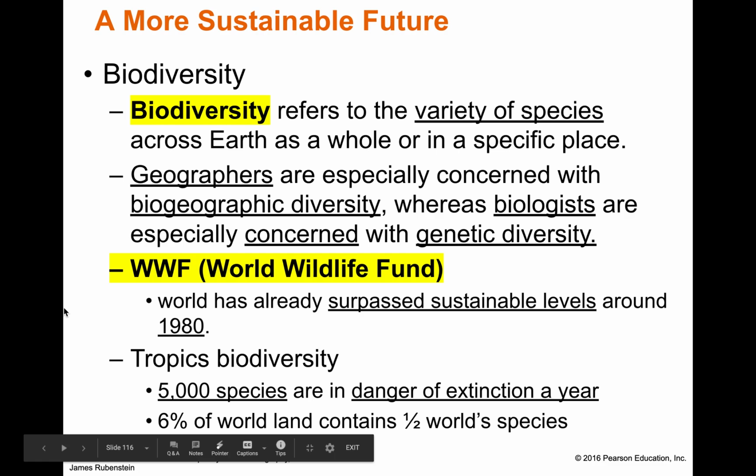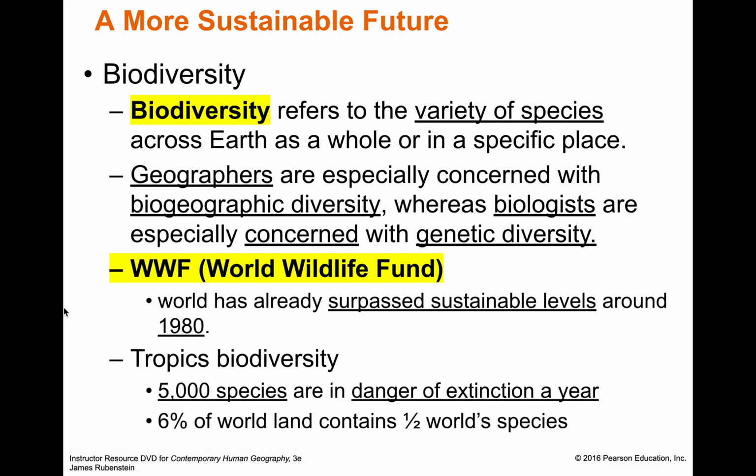Biodiversity, again, when we go back to Unit 1, we talked about the various spheres of the world: the lithosphere, our earth; our hydrosphere, our water; and then our biosphere, our biodiversity, the species that inhabit our earth. And that includes both animals and plants. Geographers are concerned with biogeographic diversity. They're concerned with genetic diversity.